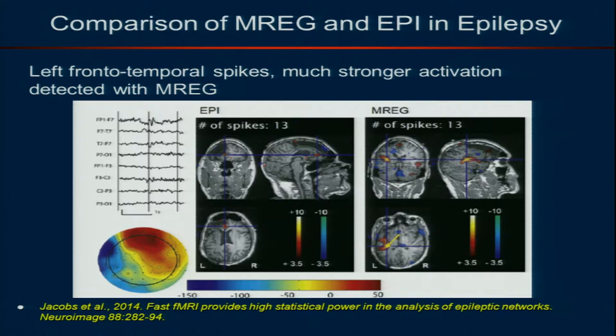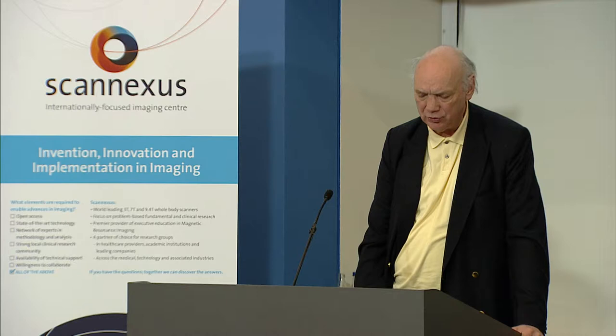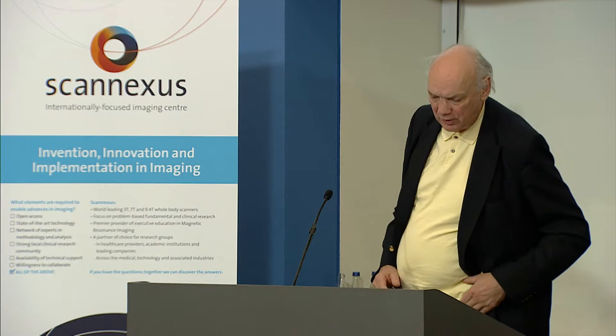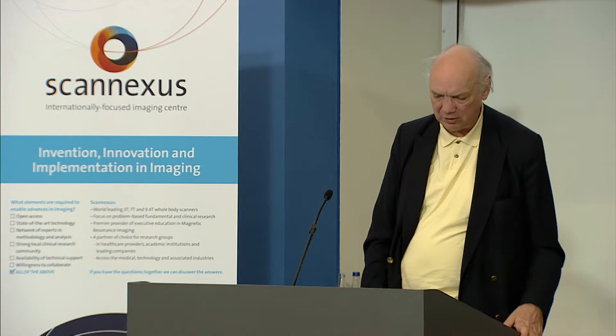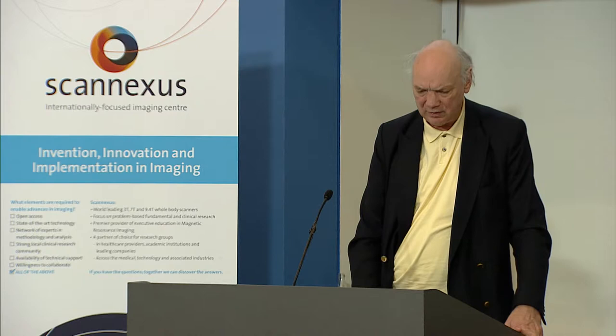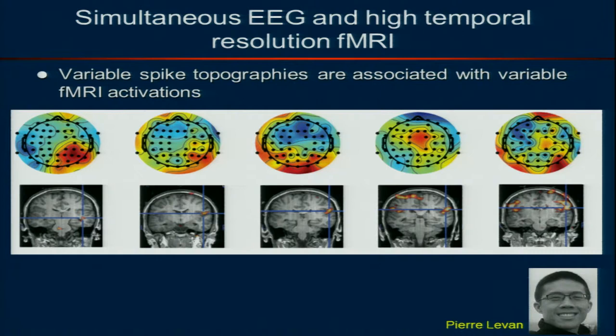A further example is now a left frontotemporal spike. And again, you see lots of activation in the MREG. And I would like to point out here, which is true for most of the spikes, we do not only get activation at the locus of the spike, but also some activation outside of this area, so some long-distance activations. Here, we did pick up in this particular case the spike also with EPI, but with much lower intensity, with much lower significance.